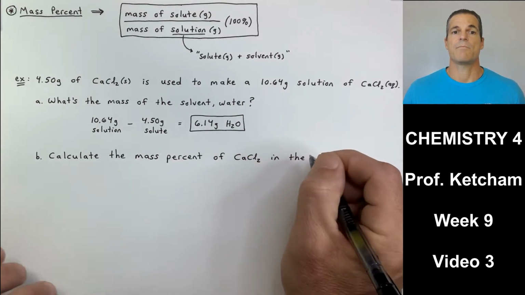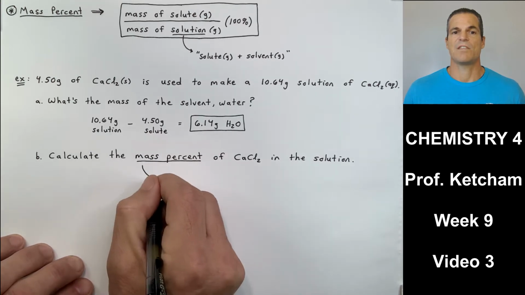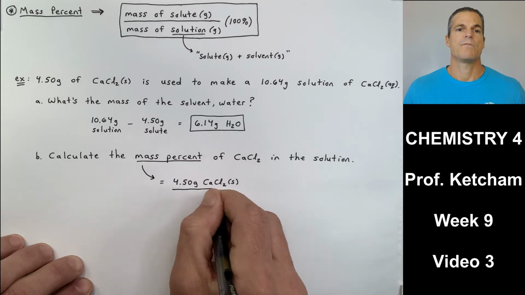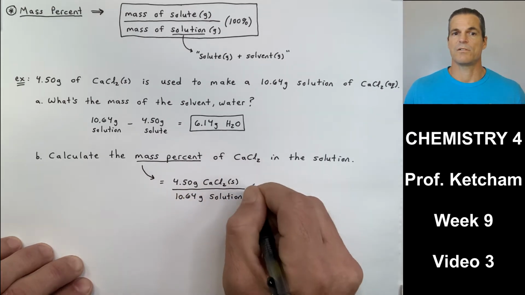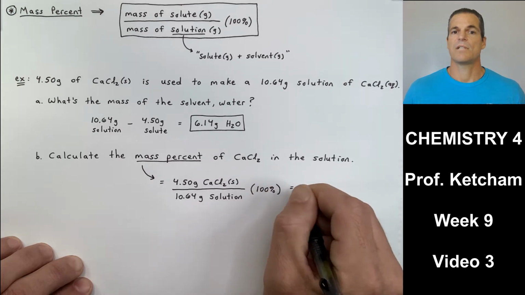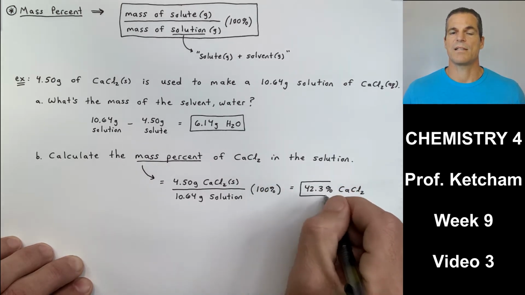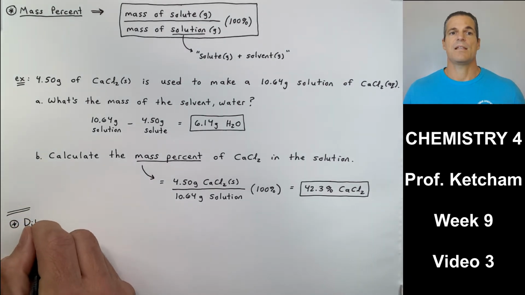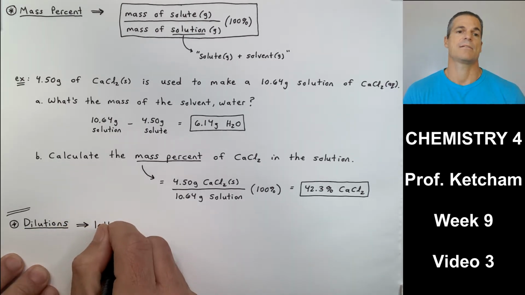Now, B is actually totally separate from A, even though it might not look like it. It says calculate the mass percent of calcium chloride in the solution. And they've given us everything we need in the introduction to the problem before A. 4.50 grams of solute divided by the entire solution's mass, 10.64, times 100%, and we are left with 42.3% calcium chloride. So the solution is 10.64 grams, and the calcium chloride is 42.3% of that mass.